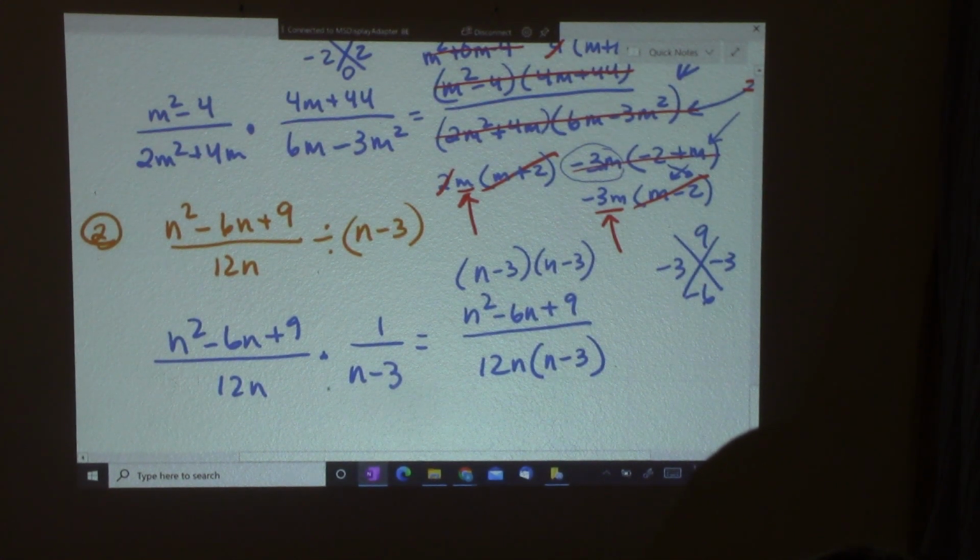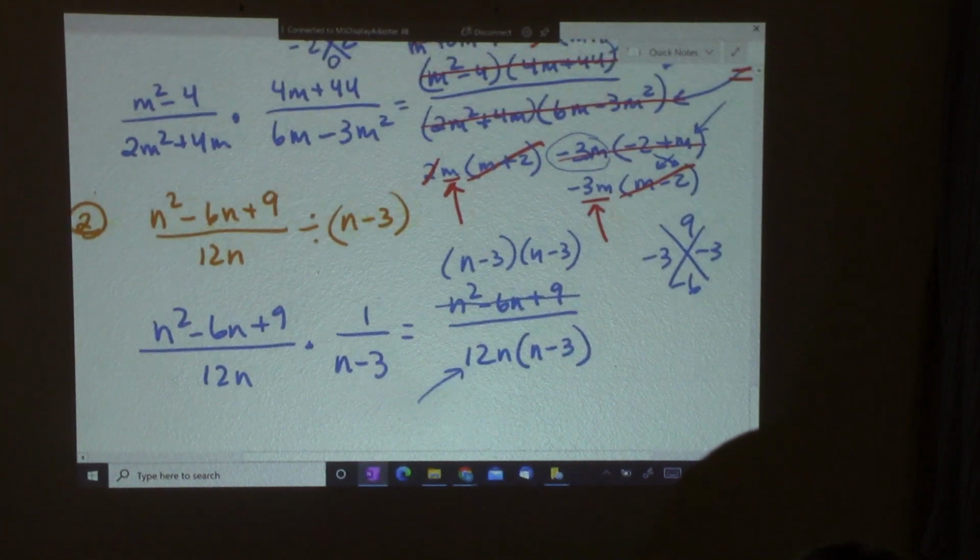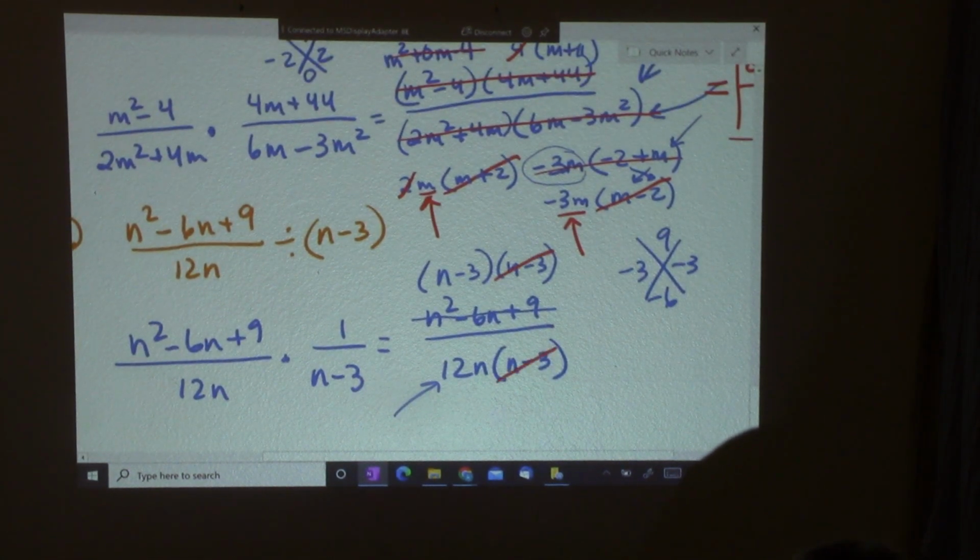Okay, I can't factor anything down here. Well, down here, this is already all factored. So now I'm going to start canceling out, and I can just cancel out this and this. That's it. So I'm left with n minus 3 over 12n.